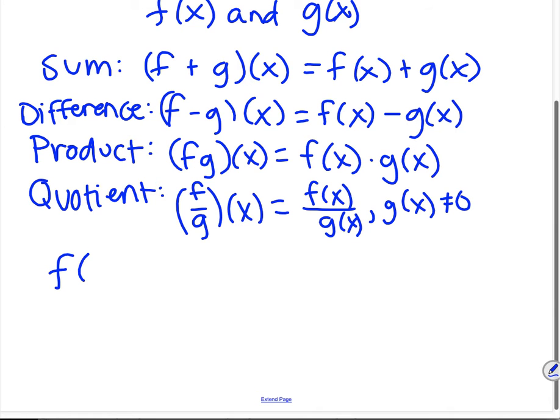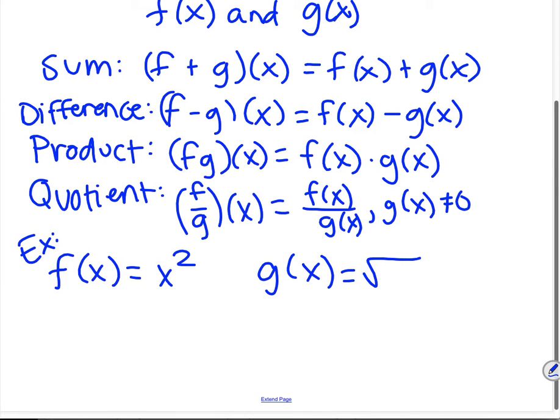So, for example, if we have f of x equal to x squared and g of x equal to the square root of x plus 1, we can add, subtract, multiply, and divide all of those. We can also multiply it by itself. And it's only defined on the intersection of their domains. So whatever the domain is for x squared, which if you graphed it, is negative infinity to positive infinity.